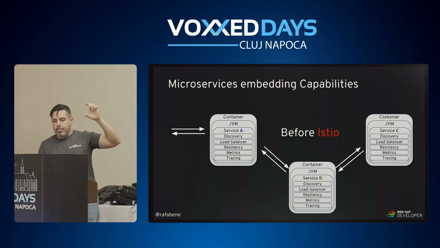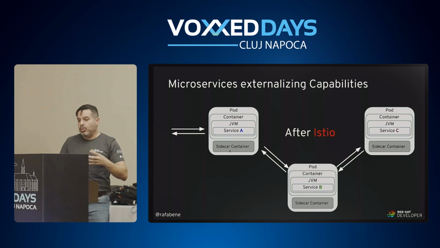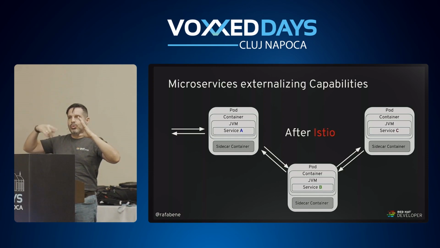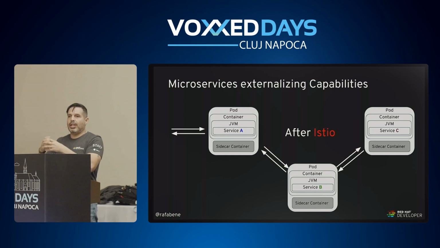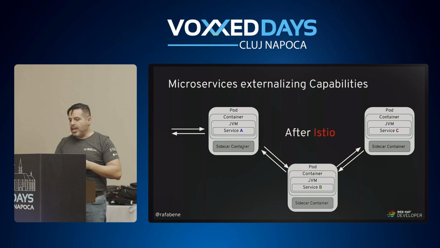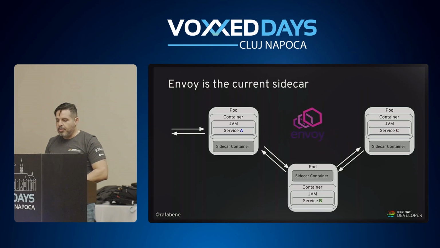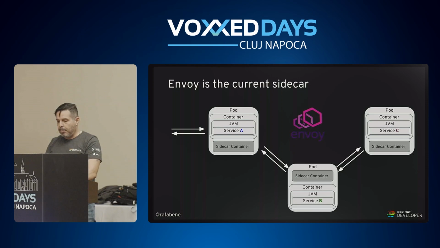After Istio, all those capabilities were moved to a sidecar container, a proxy that will intercept the traffic using IP tables. So when the container starts, it runs an IP table rule that redirects all the traffic to a sidecar container. The sidecar container will provide all those functionalities and then invoke your application. So the communication with Istio is provided and intercepted by this sidecar container. This sidecar container intercepts all the network traffic, and it's implemented using a proxy called Envoy. Envoy is a very performant proxy written in C++.